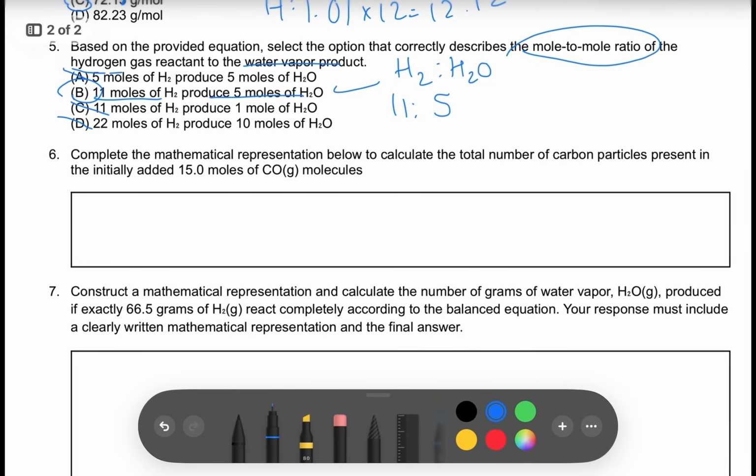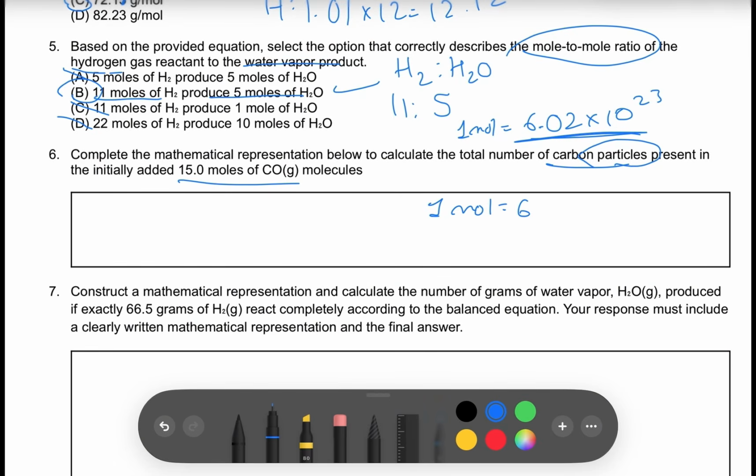Complete the mathematical representation below to calculate the total number of carbon particles present in the initially added 15 moles of CO. So this is talking about particles. That means that we need to use 6.02 times 10 to the power of 23. Whenever we want to solve for particles, we're going to use this number right here. This is equal to 1 mole. So if 1 mole is equal to 6.02 times 10 to the power of 23, but it's asking for 15 moles, we have to multiply this by 15. And we're going to get 9.03 times 10 to the power of 24.